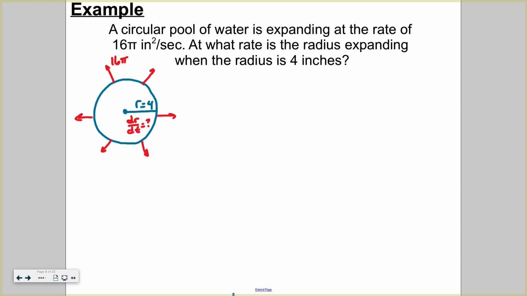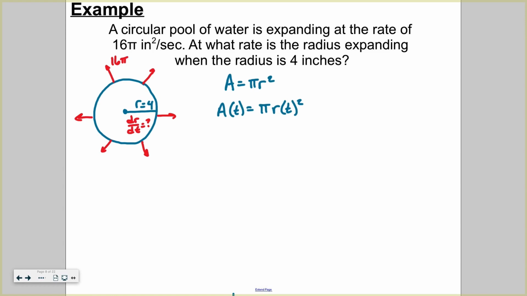Alright, so again, since we're looking at a circle, we're going to be using the area of a circle formula. Area is equal to pi r squared. And now let's rewrite our variables that are changing to represent time. So we'll turn them into time functions. So A of t is equal to pi times r of t squared.